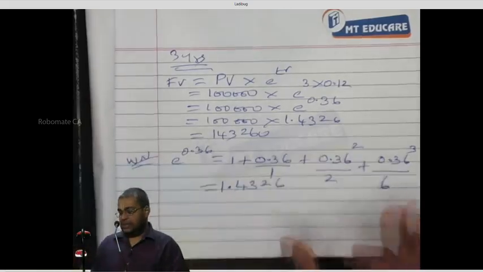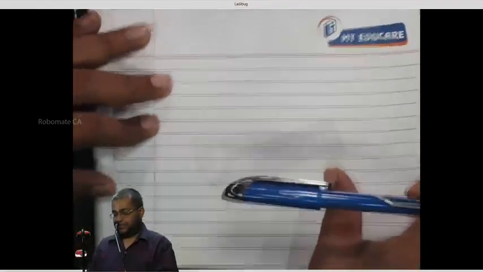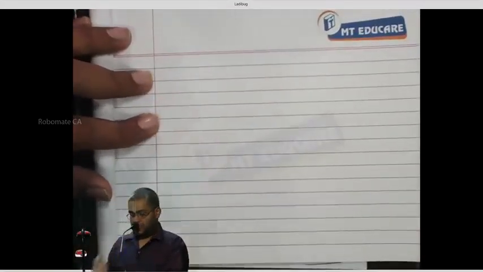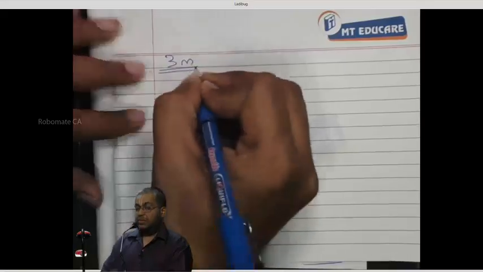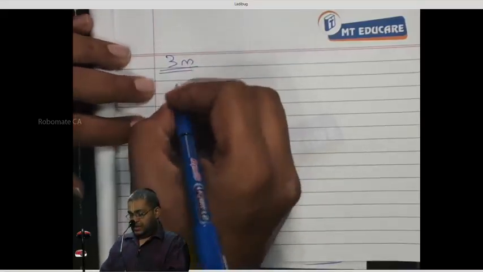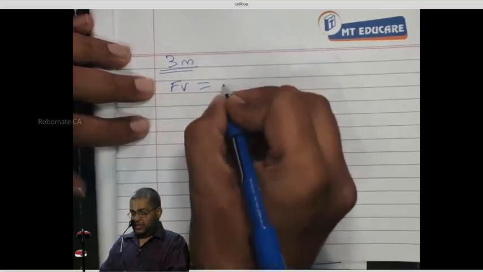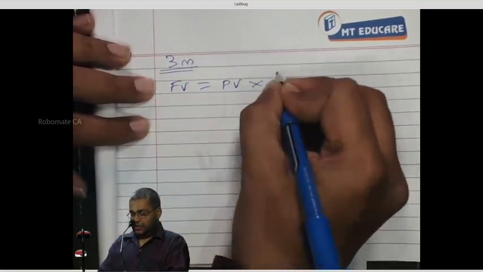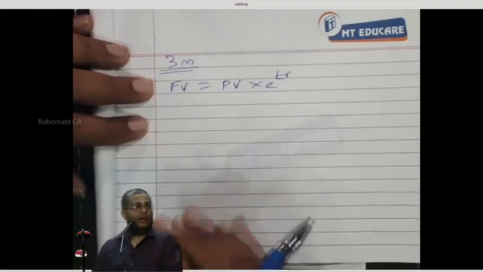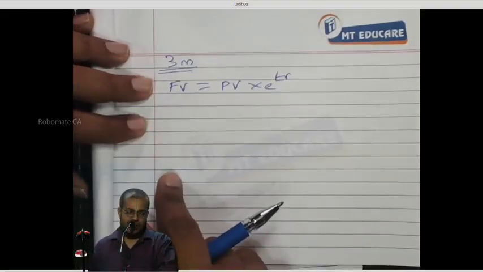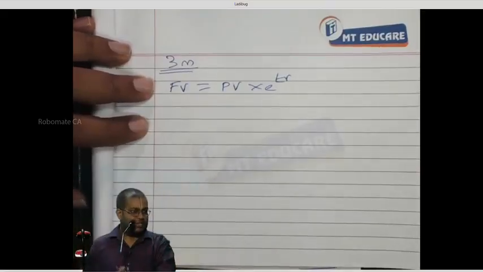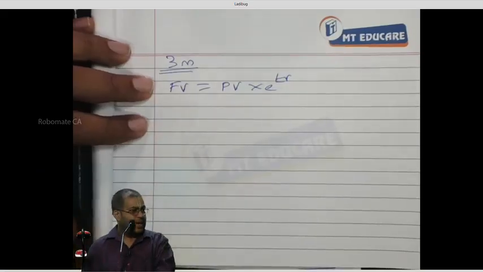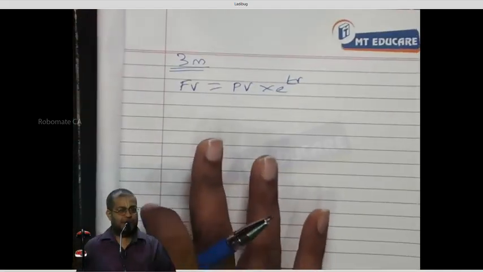Now, next. Next is what question here? 3 months. Future value is equal to the formula present value into e power tr. I think you are all doing along with me or not? Present value into e power tr. Anybody, if you have a difficulty, stop now itself and ask me. Anybody requiring any repetition, or can I proceed?